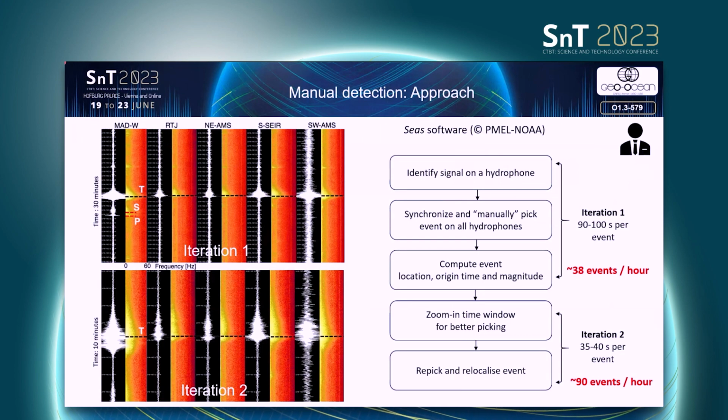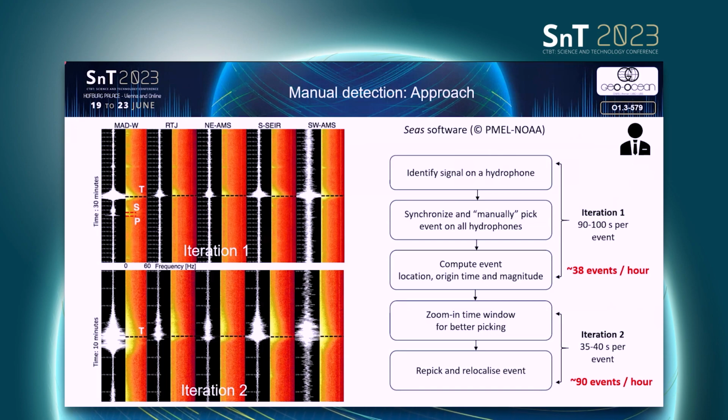So this manual approach was done in 2 iterations. In the first iteration, you detect a signal on one particular hydrophone, shown in the first panel, and then scroll the data to get the same signal on the rest of the hydrophones to locate and compute the event in terms of location, origin time, and magnitude.